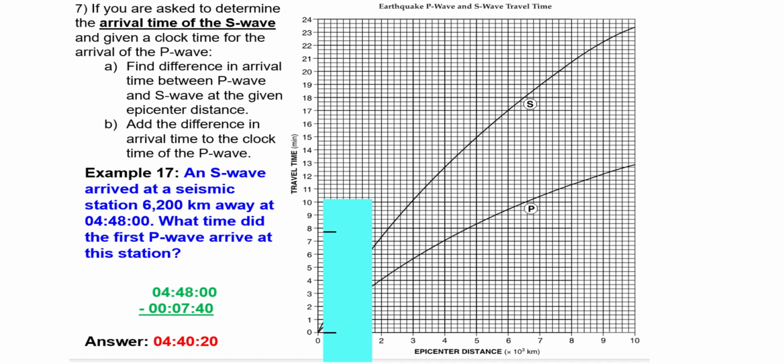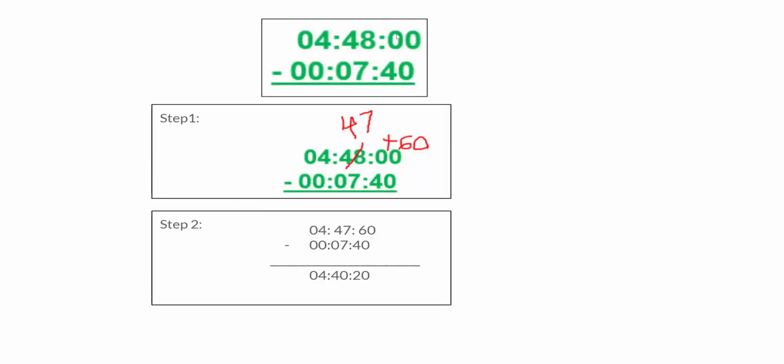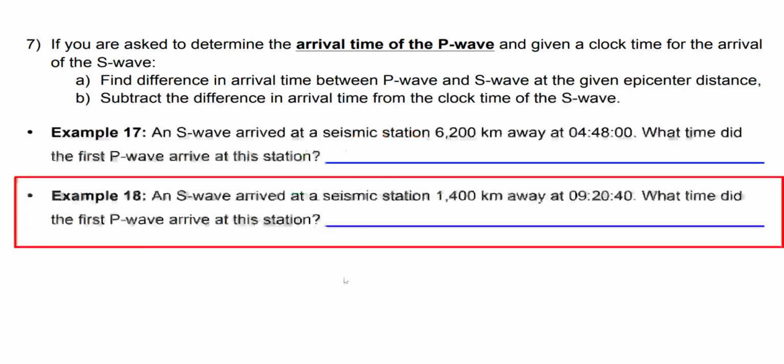Here's how I did the calculations. So 4 hours, 48 minutes, and 0 seconds minus 0 hours, 7 minutes, and 40 seconds. The first step is notice that I can't really subtract 40 from 0. I have to take away from my minutes. So I'm going to cross the 48 and turn that into a 47. And now I can add 60 to my 0 because 1 minute is 60 seconds. And this is what I end up with: 4 hours, 47 minutes, and 60 seconds minus 0 hours, 7 minutes, and 40 seconds. That's how my time difference is 4 hours, 40 minutes, and 20 seconds. That's my answer. So go ahead and pause this video and try example 18.